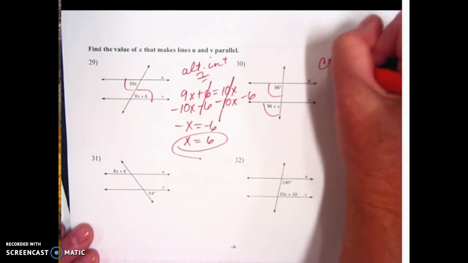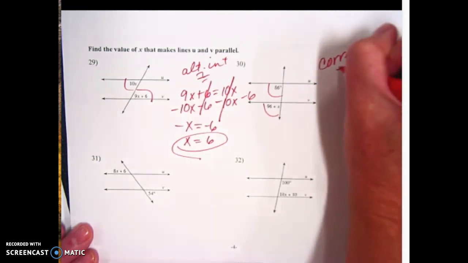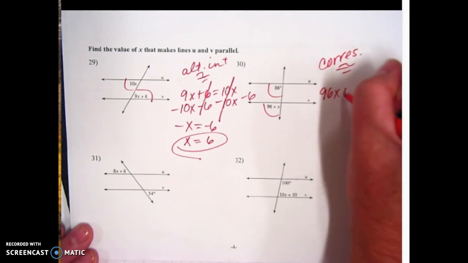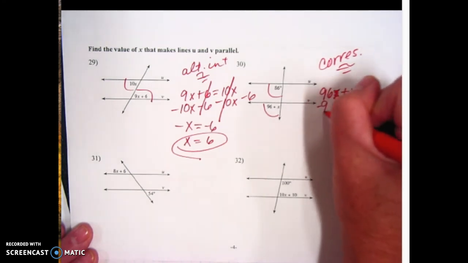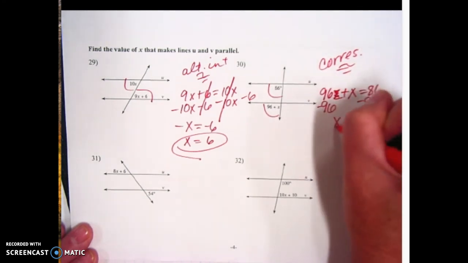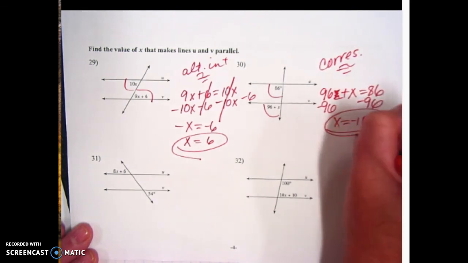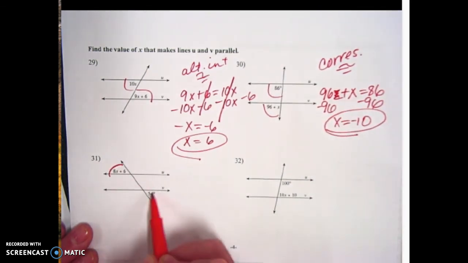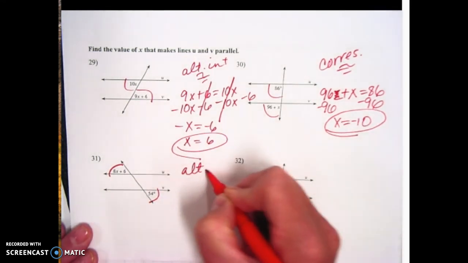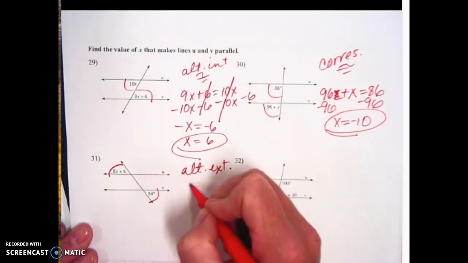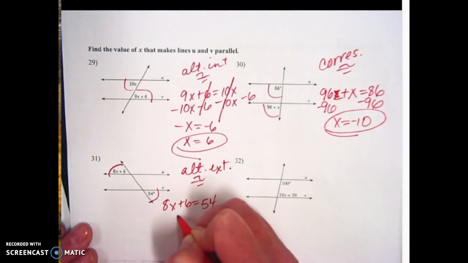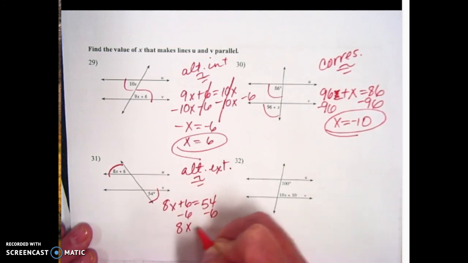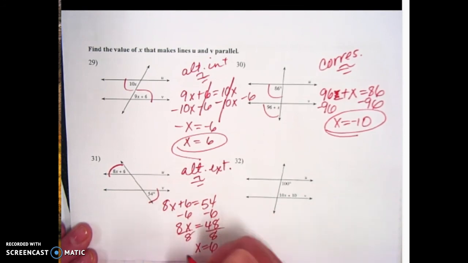These two angles are corresponding, so they should be congruent. So 96 plus x should be equal to 86. Subtract the 96. So x should be equal to negative 10. Number 31, these two angles are alternate exterior. So they should be congruent. So let's put an equal sign between the 8x plus 6 and the 54. Subtract 6 from both sides. So we have 8x equals 48. Divide both sides by 8. So x should be equal to 6.